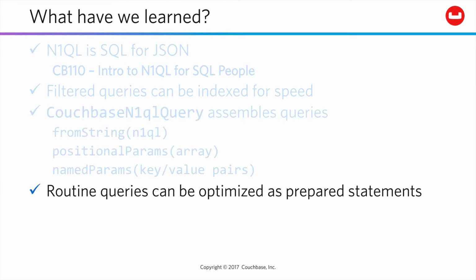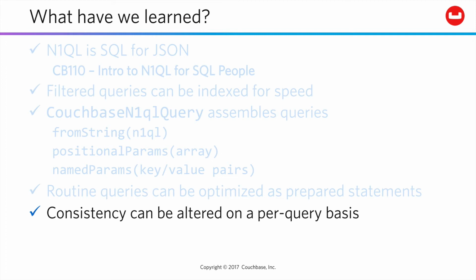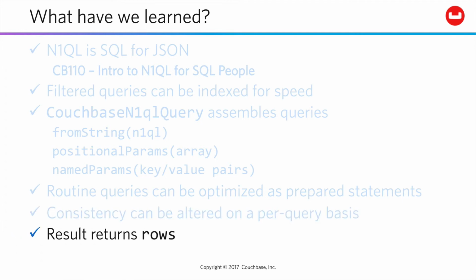We also mentioned how routine queries being passed through this object can be optimized as prepared statements. We saw how consistency, meaning how tight the index must be before the results are scanned and returned, can be altered on a per query basis. And last, we saw that when the results come back, they're in the rows property of the object returned from the query method on the bucket.